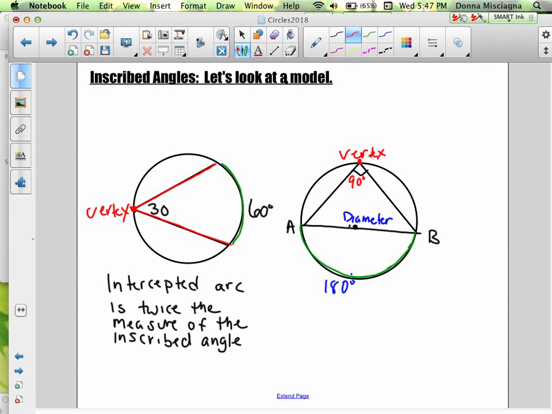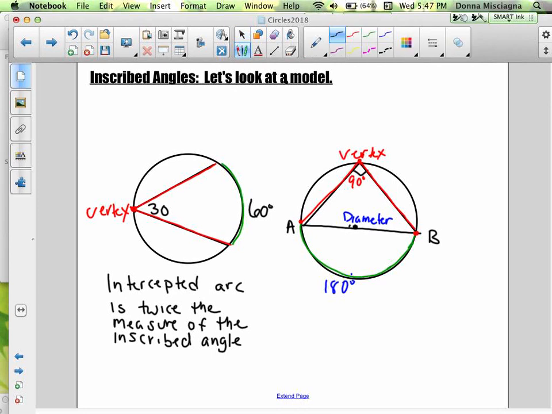I have another diagram over here. I see I've got a diameter drawn. So the diameter is diameter AB there. And we know a diameter divides a circle in half, so that green arc is going to be 180 degrees. If I go to the endpoints of that arc and follow it back to the angle, I see that angle measures 90 degrees. So I have an intercepted arc that's 180 degrees, and the inscribed angle is only 90 degrees.